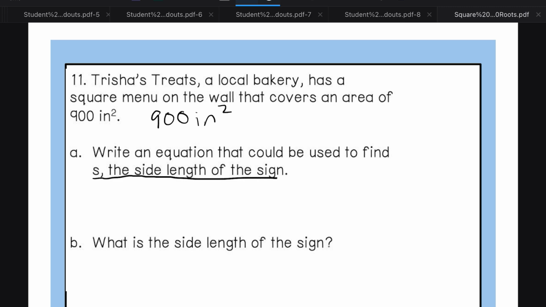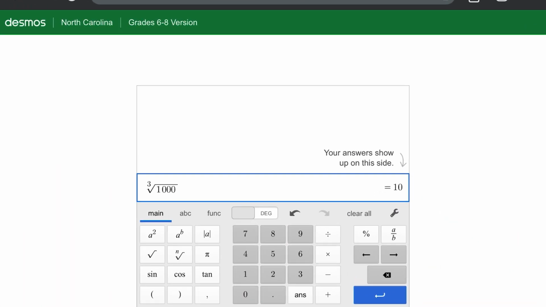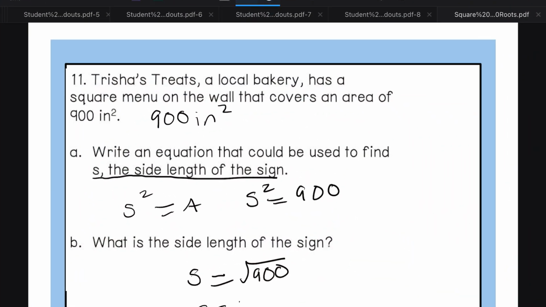So the area of a square is s, the side length, squared, equals A. And we know that s squared is equal to 900 in this case. So then we could find the square root of 900. So s is equal to the square root of 900, and we can come over here. In this case, we would use this first one because we're just doing the square root. The square root of 900 is 30. So s would be equal to 30.